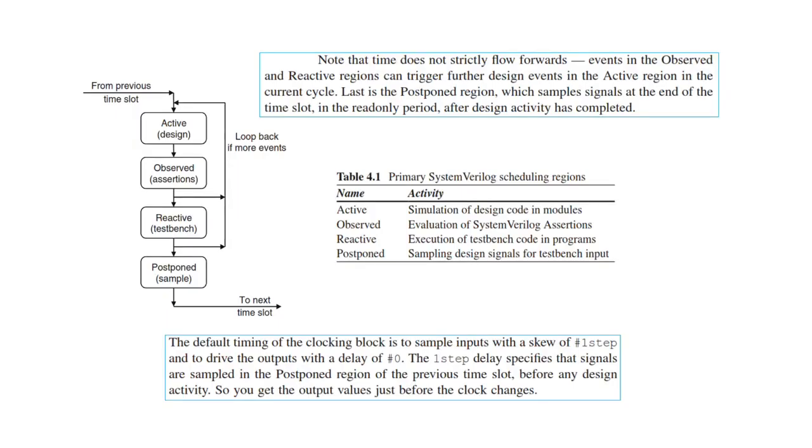So the advantage is this: time doesn't always go forward like this. There is always a situation where events observed in the observed region and reactive region can trigger further events back into design events in the active region in the same current cycle. This is the advantage you will get. Due to that, the final code is going to be the proper one we expect.